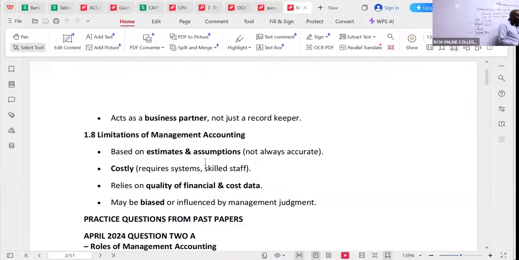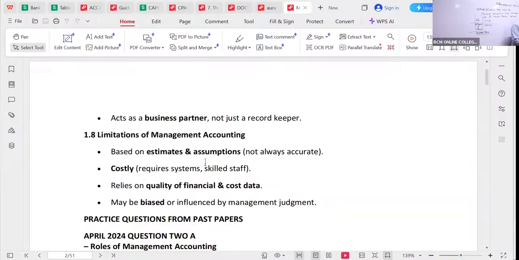Number two, ladies and gentlemen, this subject is so costly. Having to employ a management accountant in a company is costly. It is a discipline that is quite costly. It requires systems and skilled staff. It relies on the quality of financial and cost data.